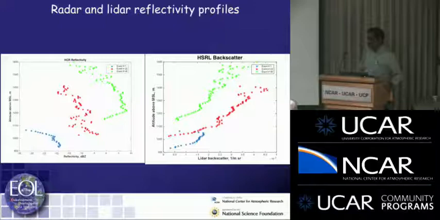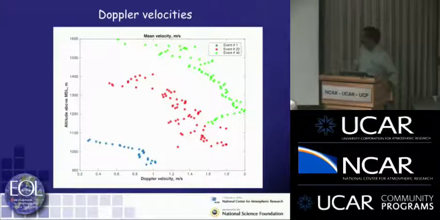Using that, we can estimate the droplet size. I'll show the results here. This is the corresponding Doppler velocity. You can look at the smaller droplets, which have a lower fall velocity. The bigger drops have a much higher fall velocity here.